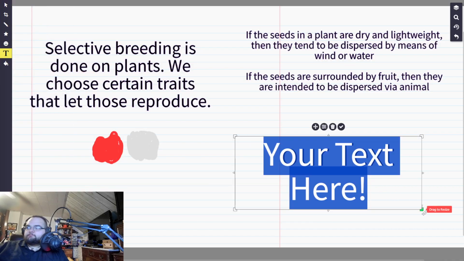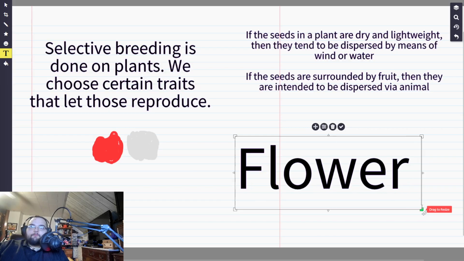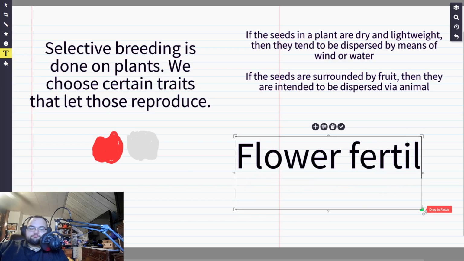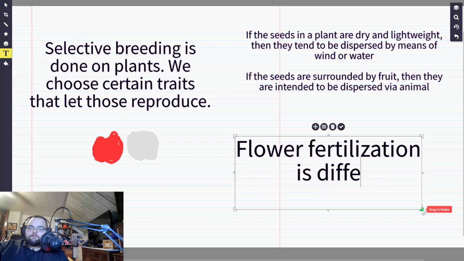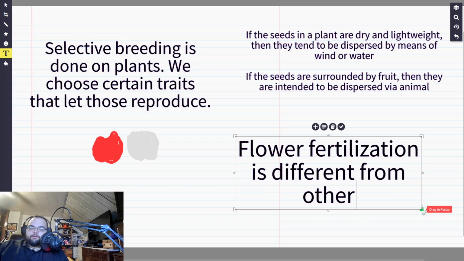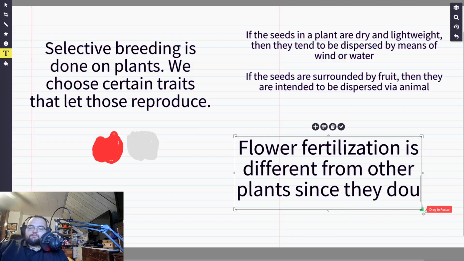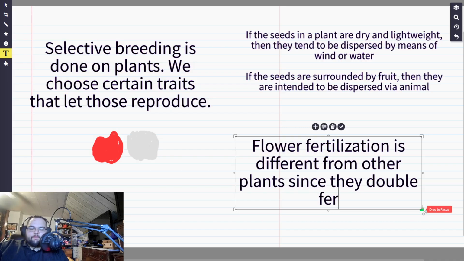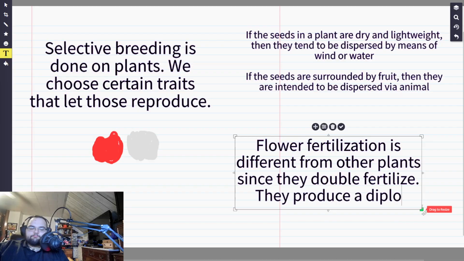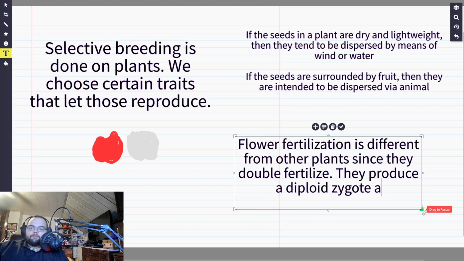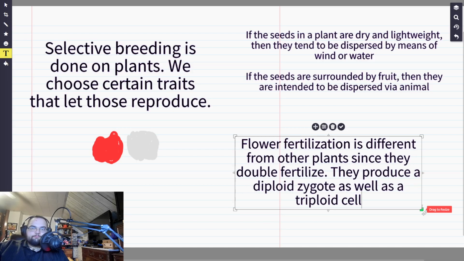Final one. Flower fertilization is different from other plants since they double fertilize. They produce a diploid zygote as well as a triploid cell.